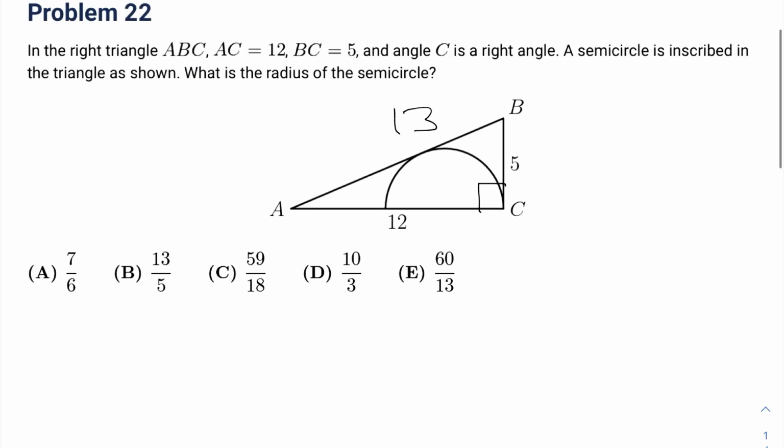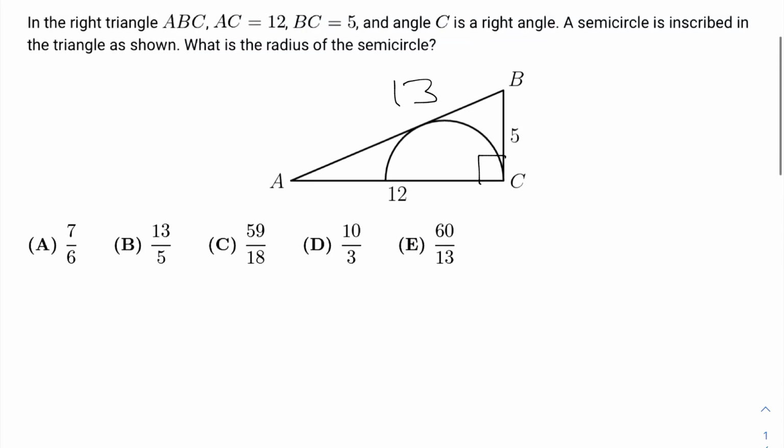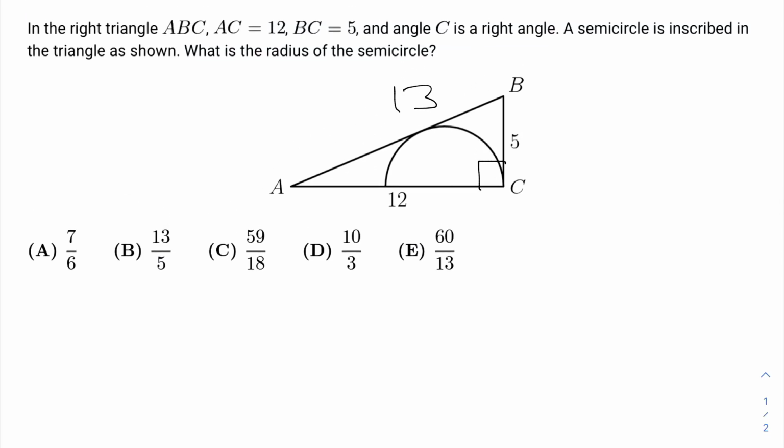But first, we're going to need a full circle inscribed in a triangle. We can easily do that by reflecting this triangle across AC right here. So that will give us two congruent triangles that are just flipped, like a mirror image of each other. So let's draw that.